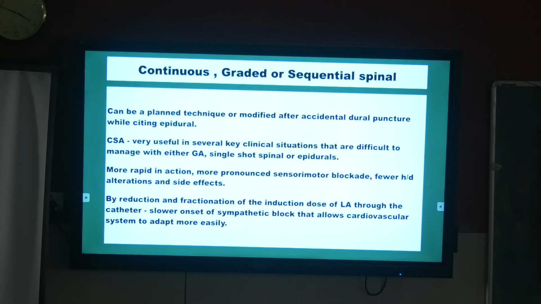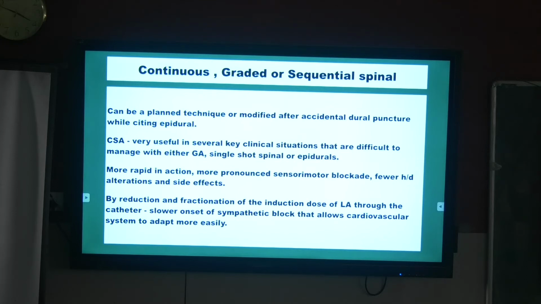It has more rapid onset, more pronounced sensory motor blockade, fewer hemodynamic alterations and side effects. By reduction and fractionation of the induction dose of LA through the catheter, there is slower onset of the block that allows the cardiovascular system to adapt more easily.